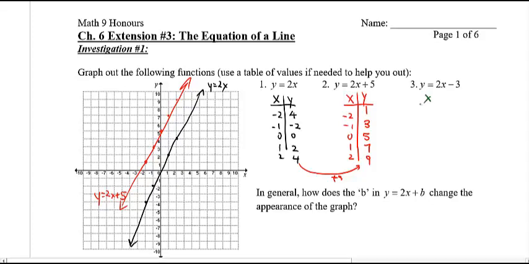And finally, how about this one? 2x minus 3, the same x values this time. Let's see, negative 2 times 2 is negative 4. That's a negative then. Negative 4 minus 3, negative 7. Negative 5, I think. Negative 3. Negative 1 and 1. Okay, so negative 2, negative 7 down here, here, here, here, and here.